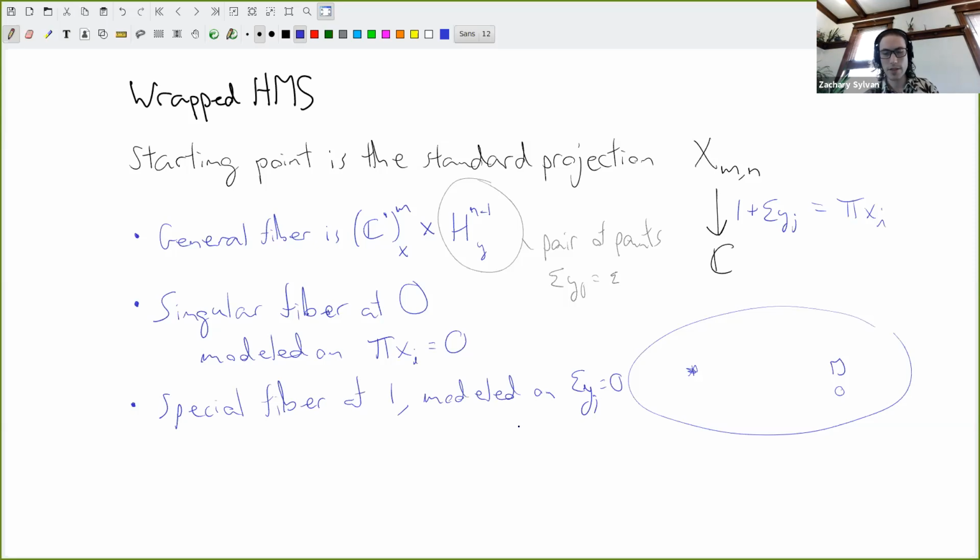But it's not the same as the other fibers, right? The generic fiber is a pair of pants, whereas this thing is a lower dimensional pair of pants cross C star. I mean, there's a C star action on it. The others don't have that.